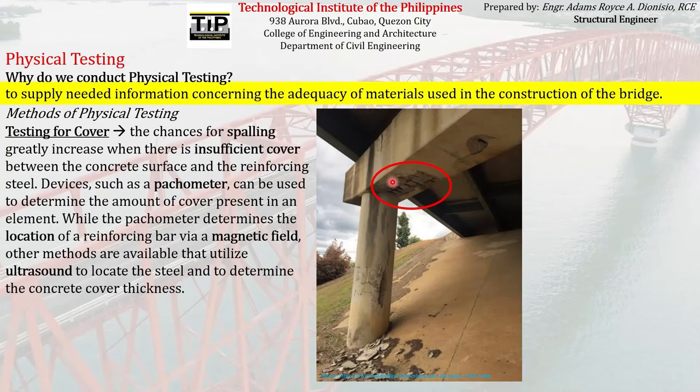For example, water or moisture exposure is prevented by the sufficient concrete cover, to prevent the corrosion of the reinforcing steel embedded beneath the concrete. Therefore, the concrete cover must be tested and measured just to ensure that there is sufficient cover that will protect the reinforcing steel embedded in the concrete structural element.